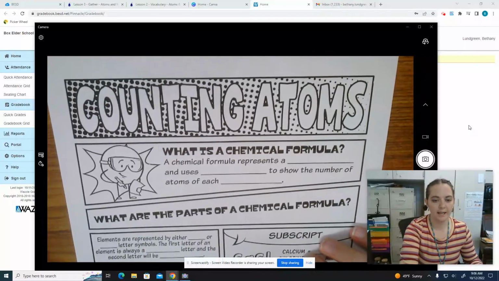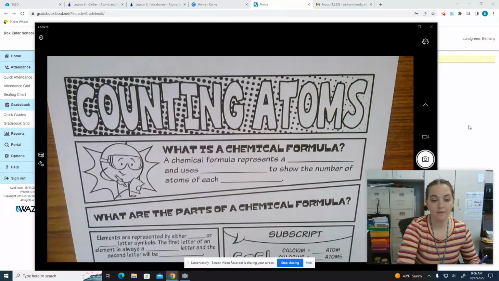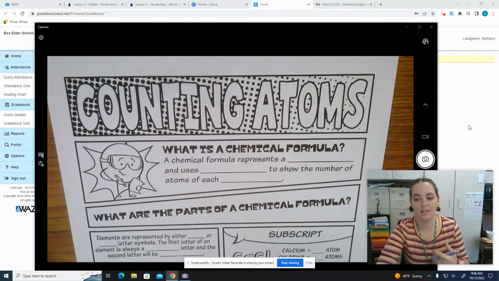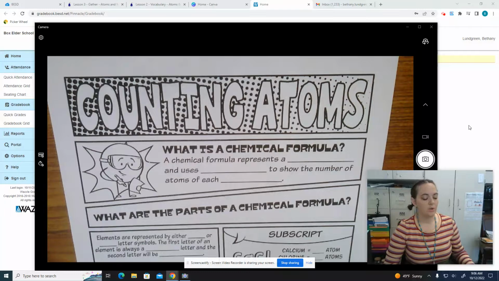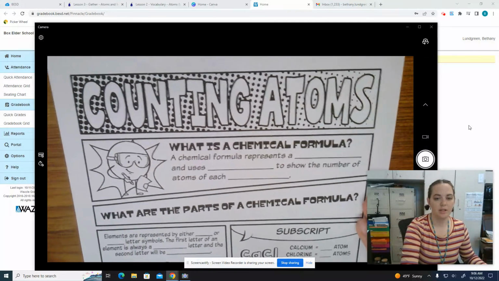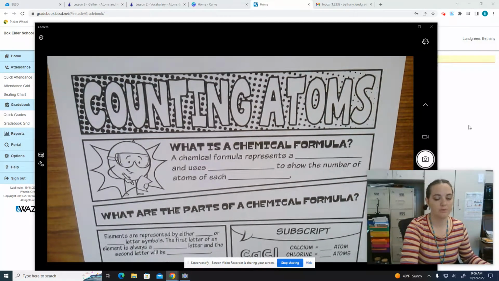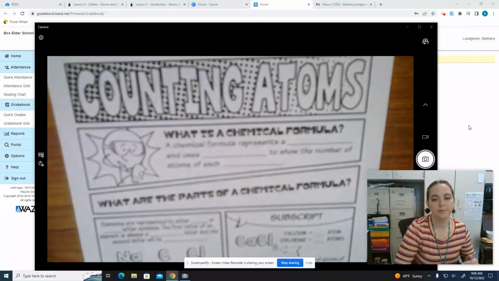Okay, this is counting atoms. This is for lesson 5. You should be just barely finished with Mastery Check 1, and this is the first lesson after that. Okay, you will need this paper from the supply shelf. It's called Counting Atoms. It's on the top shelf of all of the papers.